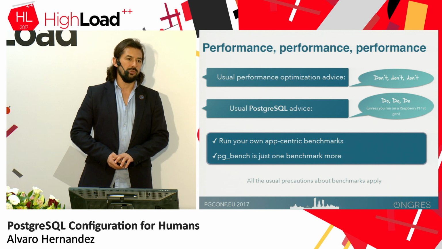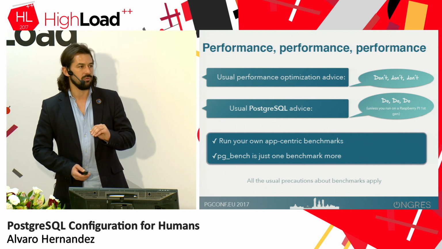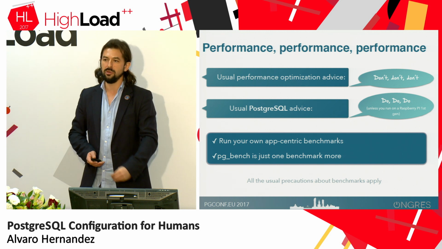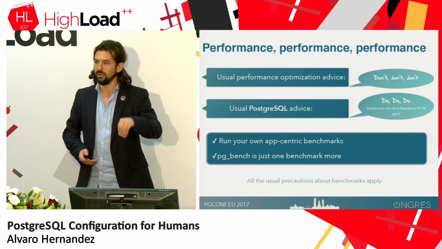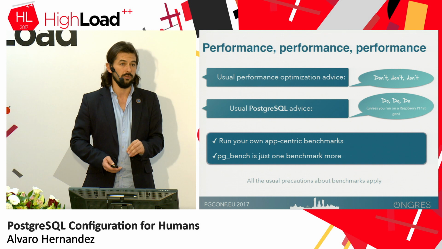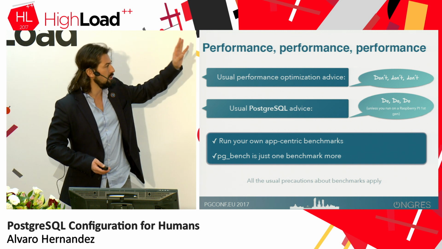Now, the usual advice about benchmarking: use your own benchmarks. There's pgbench, and everybody uses pgbench. It's so general that I'm also going to be using it today. But don't do this. Just run your own benchmarks, because your use case might be different from others' use cases, and definitely from pgbench. You can also use pgbench, but just use your own benchmark, right?